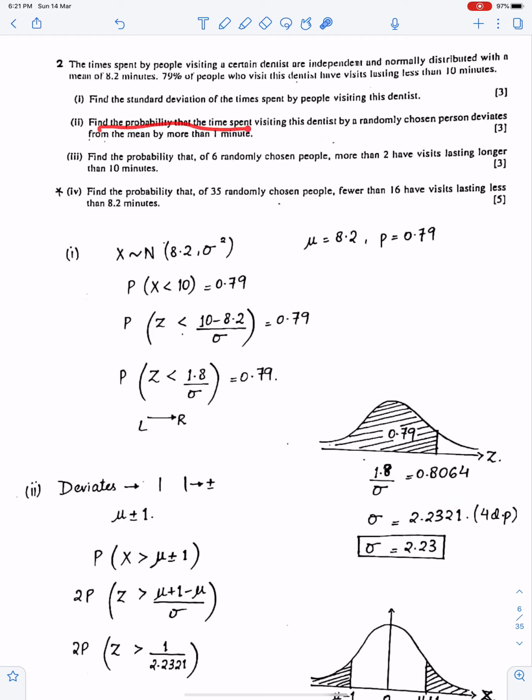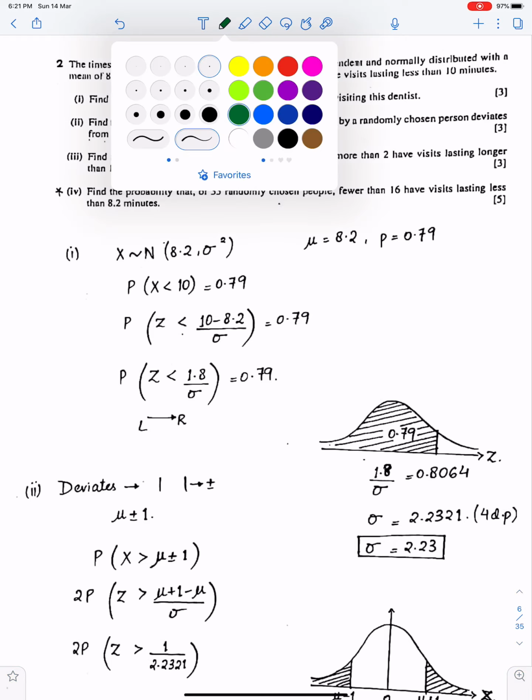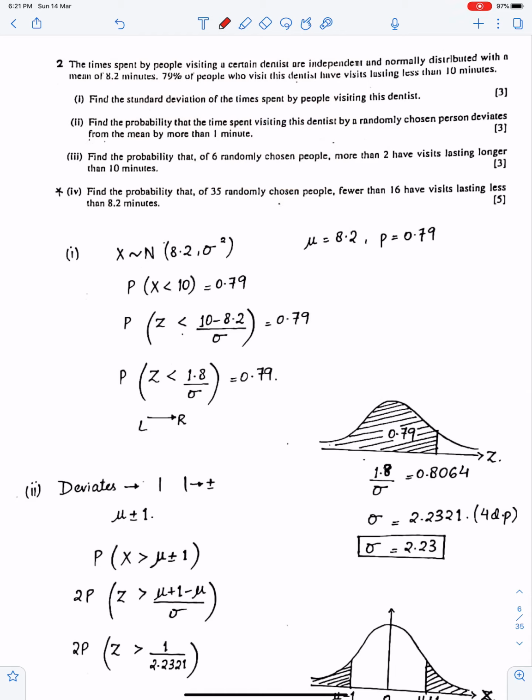Find the probability that the time spent visiting this dentist by a randomly chosen person deviates from the mean by more than 1 minute. I discussed these things in detail in my first lecture. This statement, deviates from the mean by more than 1 minute, means probability x greater than mu plus 1. So you just need to solve this thing. I'm writing this here, modulus x greater than mu plus 1.